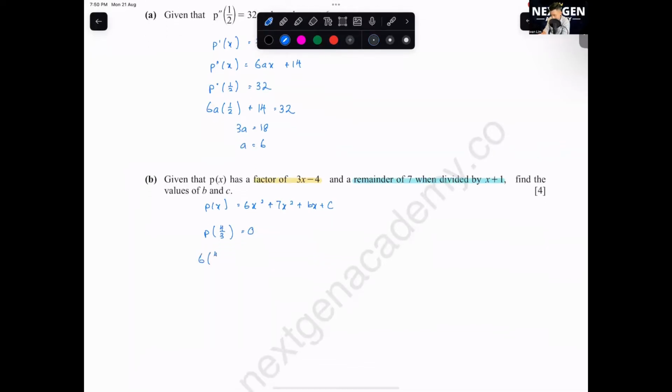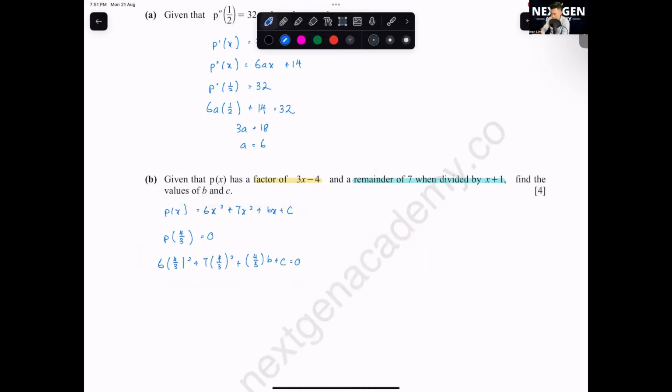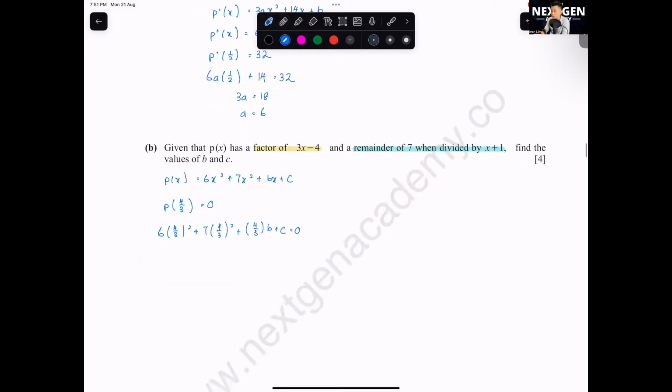Substitute it in: 6(4/3) cubed plus 7(4/3) squared plus (4/3)b plus c equals 0. Okay, we simplify this. You just type in the calculator the values so you can simplify it. So you get 80 over 3 plus 4 over 3 b plus c equals 0. I multiply this by 3 because I want to make it linear. Here you get 80 plus 4b plus 3c equals 0. I get 4b plus 3c equals negative 80.